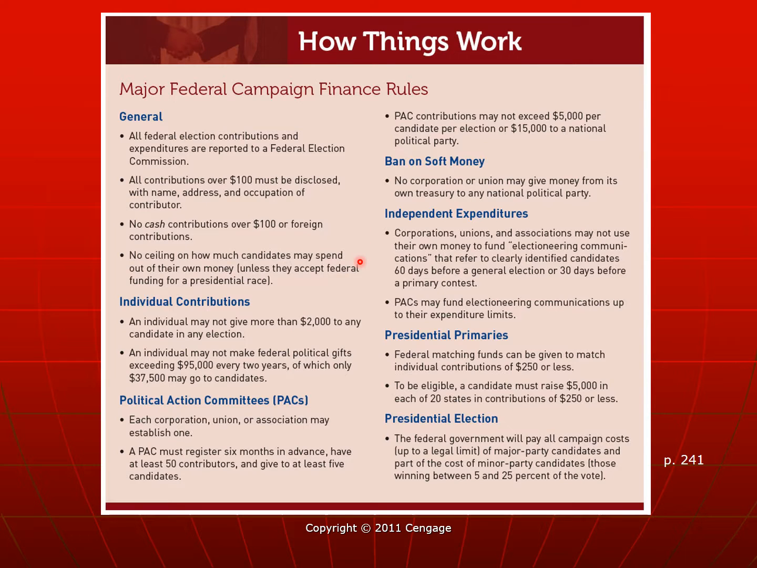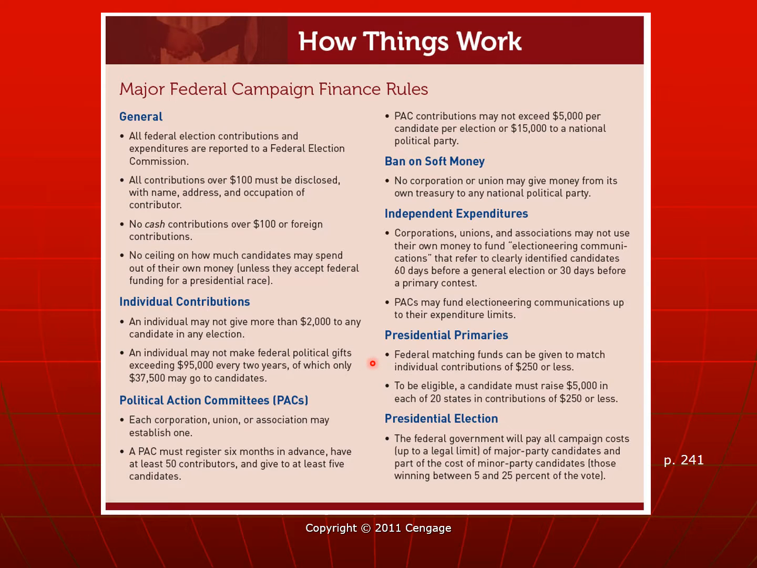Independent expenditures. Corporations, unions, and associations may not use their own money to fund electioneering communications that refer to a clearly identifiable candidate 60 days before a general election or 30 days before a primary contest. Political action committees may fund electioneering communications up to their own expenditure limits.